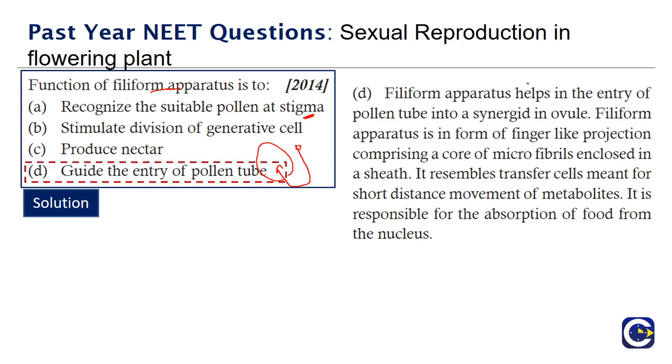Filiform apparatus helps in entry of pollen tubes into the synergid in the ovule. Filiform apparatus is in the form of finger-like projections comprising a core of microfibrils encased in a sheath. It resembles transfer cells meant for short distance movement of metabolites. It is responsible for absorption of food from the nucellus. So moving on to the next question.